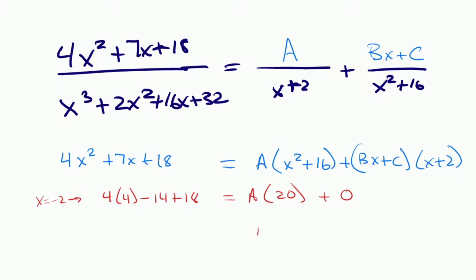Let me finish this, though, because I need this in order to get b and c. Let's see, 16 plus 18 is what, 34? And then minus 14 is 20, so 20 over 20. So a is 1. Well, that's convenient.